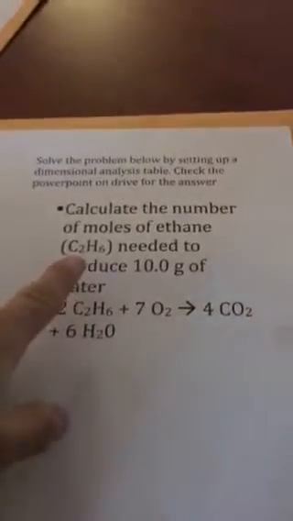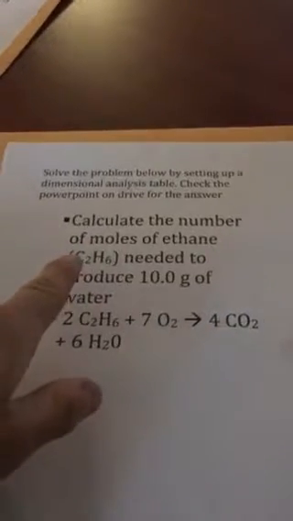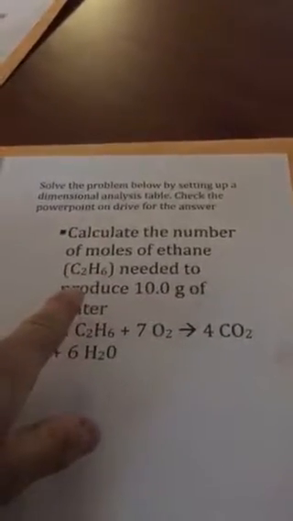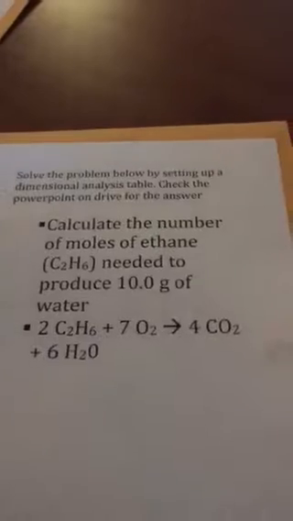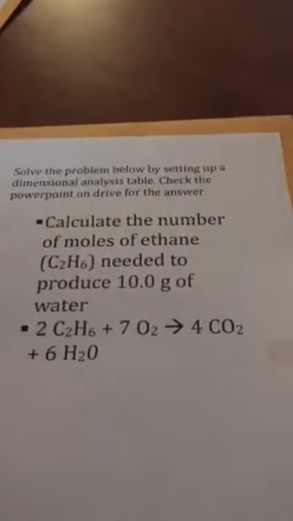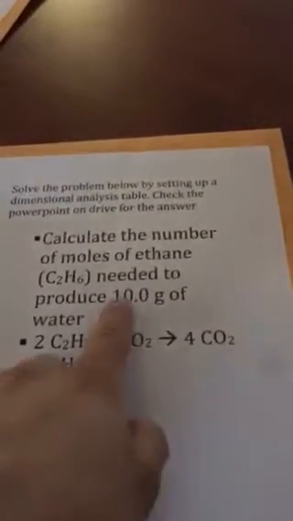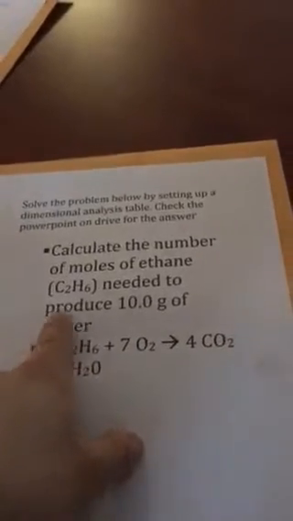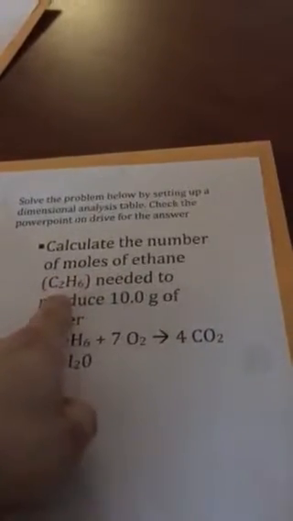So for this shelf work, it says calculate the number of moles of ethane, C2H6, needed to produce 10 grams of water, right? So if you're going from 10 grams of water, which is what you have, you want to go to moles of ethane, right?